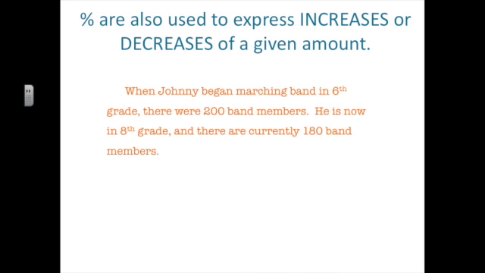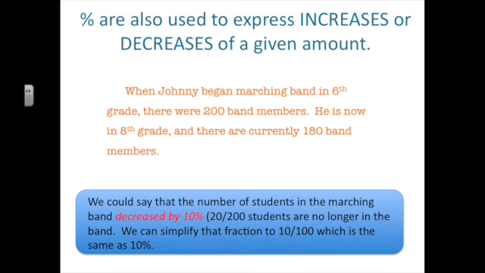Let's consider another example. When Johnny began marching band in 6th grade, there were 200 band members. He is now in 8th grade, and there are currently 180 band members. We could say that the number of students in the marching band decreased by 10%. 20 out of 200 students are no longer in the band. We can simplify that fraction to 10/100ths, which is the same as 10%.